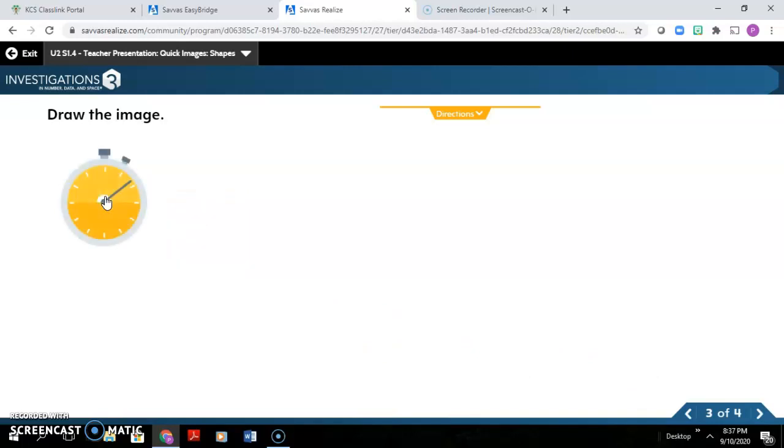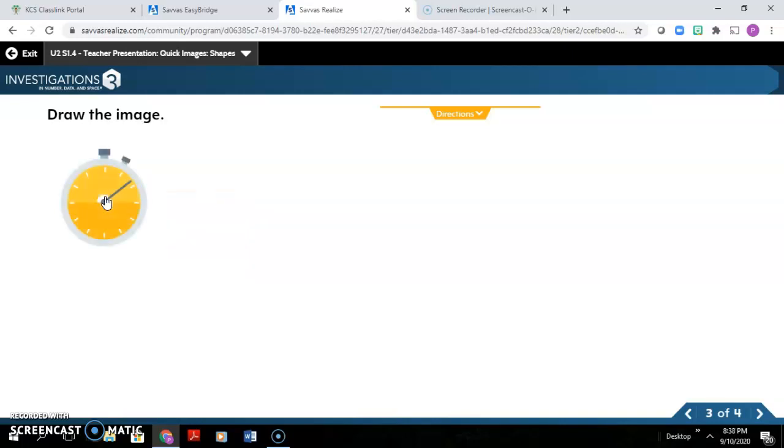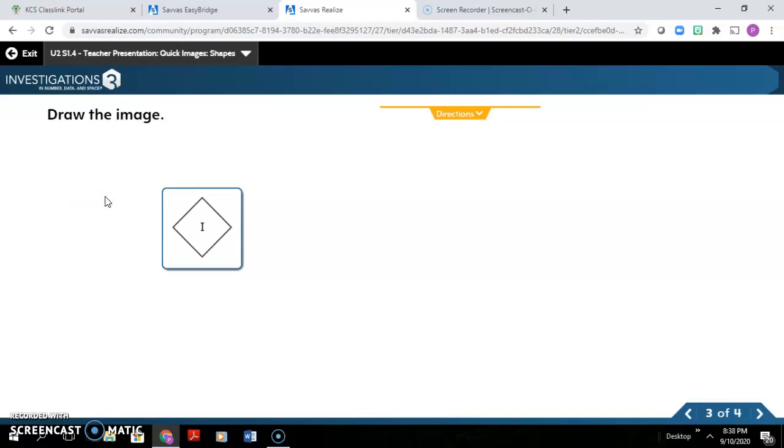All right, can you draw a picture of that? Let's look at it again. All right, what kind of shape is this? Is it a square or is it a rhombus? It's really a square, isn't it? Because let's look. It's just been turned. It's just been turned slightly.